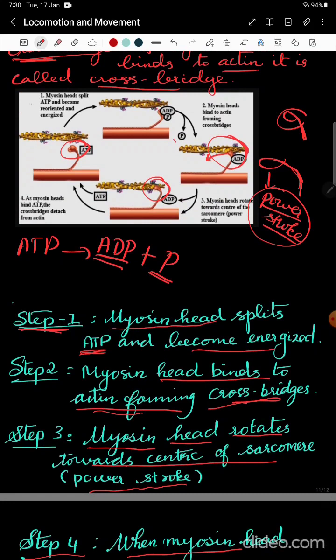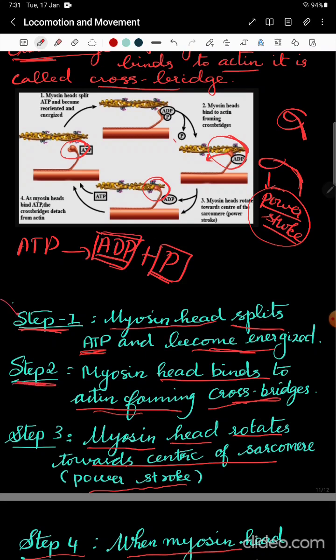The myosin head splits the ATP and becomes energized. For this cross bridge formation and power stroke activity, it needs energy. So what is the myosin head doing? It is splitting the ATP into adenosine diphosphate, and one phosphate group is getting eliminated. This is called splitting of ATP, and after this splitting, the myosin head becomes energized. See here, the ATP molecule is getting split into adenosine diphosphate, and then one phosphate group is getting liberated. Now this is the first step.